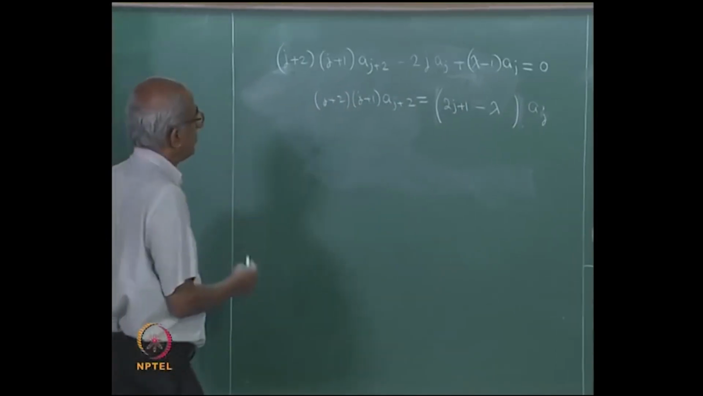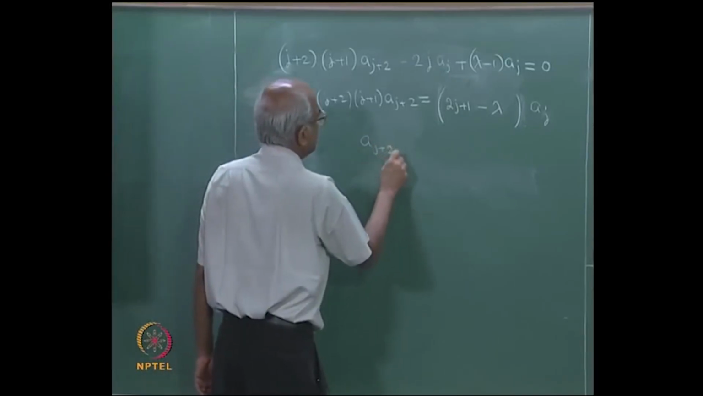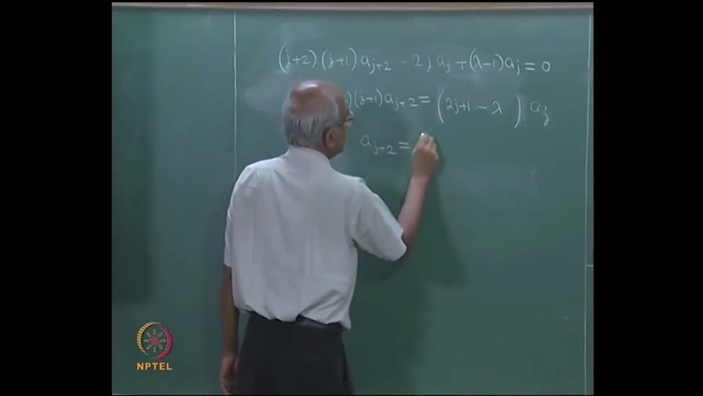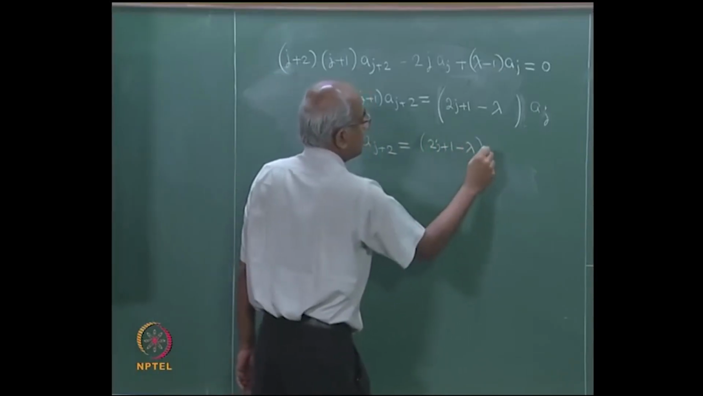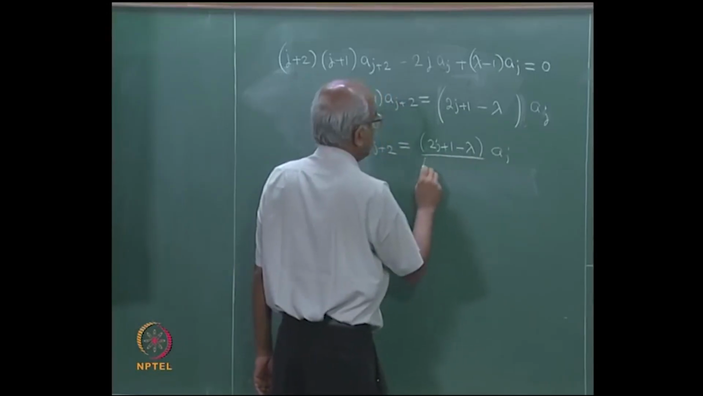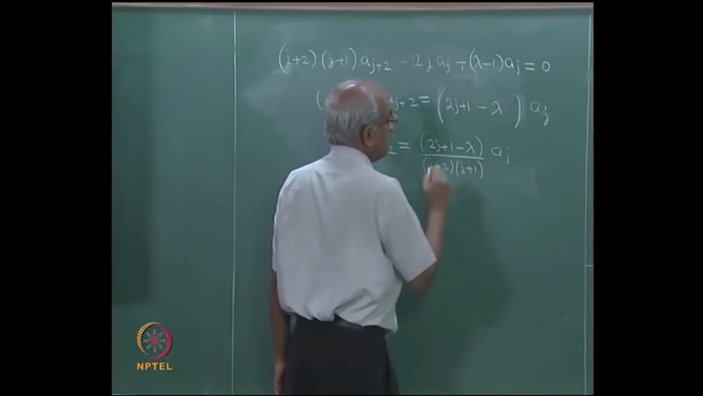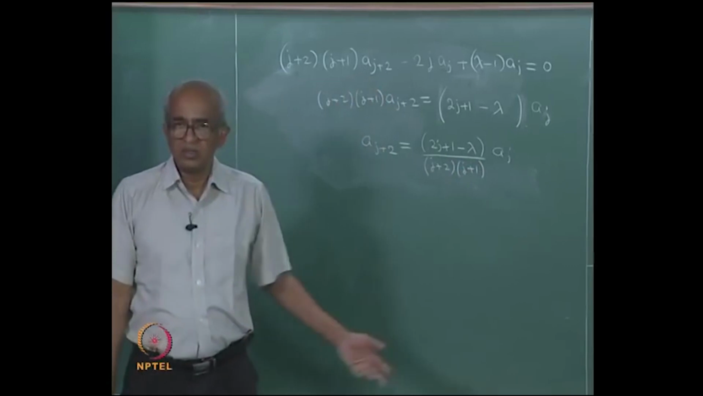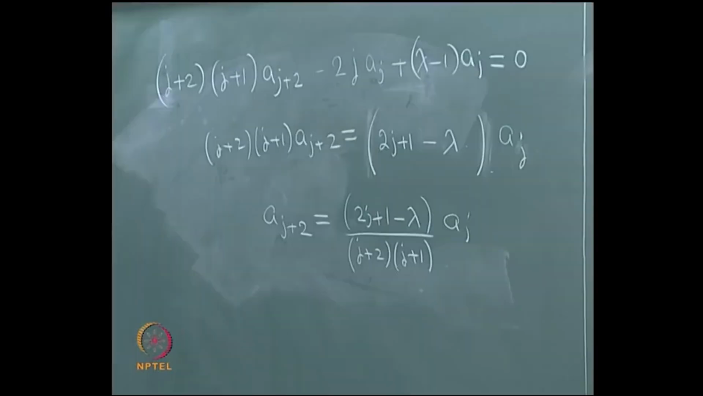Right, this is what I would have. This actually means a_{j+2} must be equal to (2j + 1 - lambda) into a_j, divided by (j + 2) into (j + 1). This is the condition. So, for any j, this condition has to be satisfied.